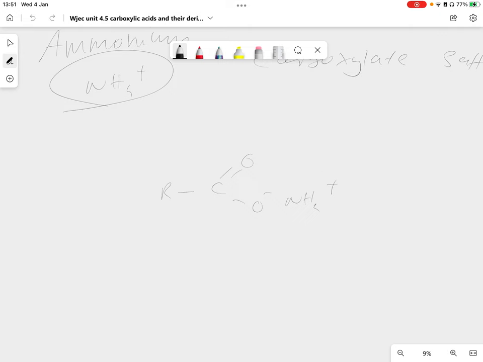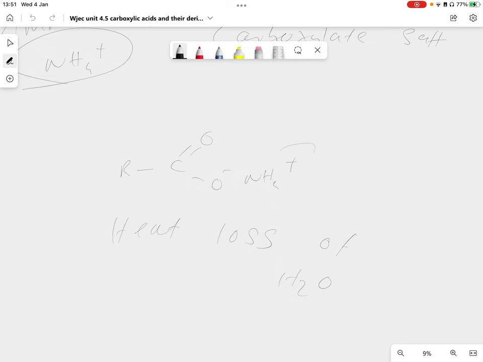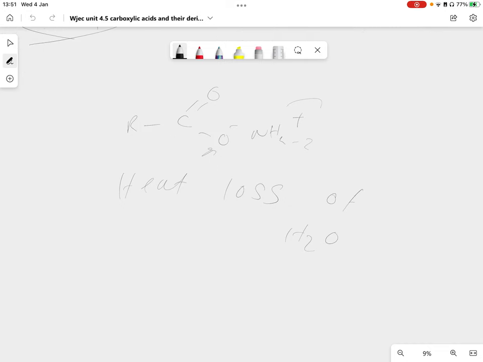So now to get rid of this, we just have to heat it. And this is then giving it the loss of H2O. And that's going to form NH2. So we're going to lose 2 of these, and we're going to lose that. And it's going to remove the H2O, and it's going to form our amide.